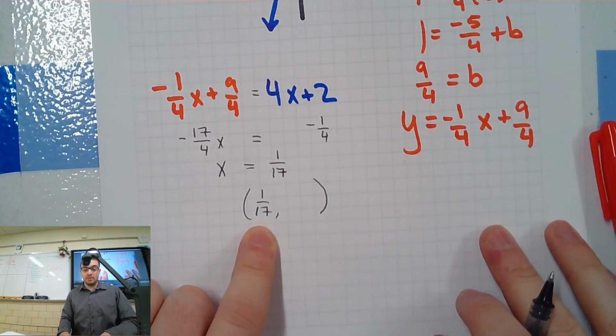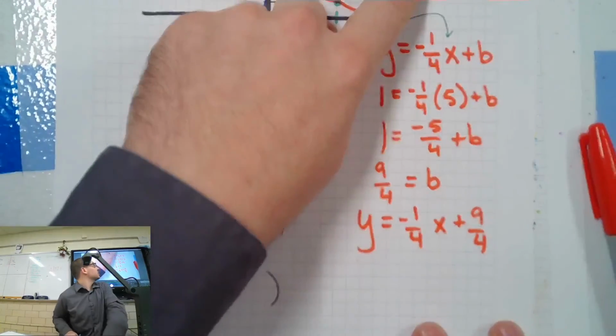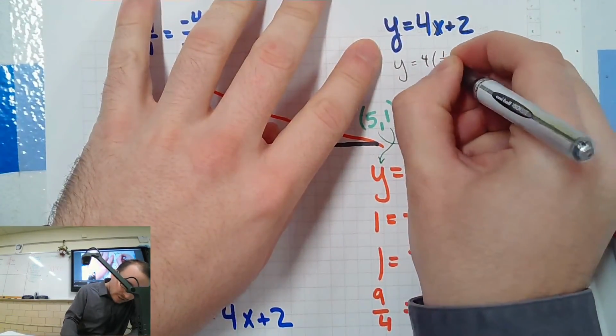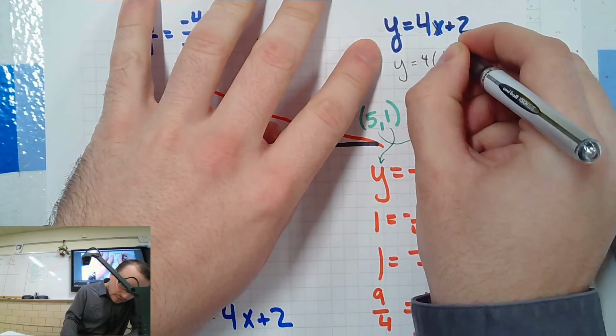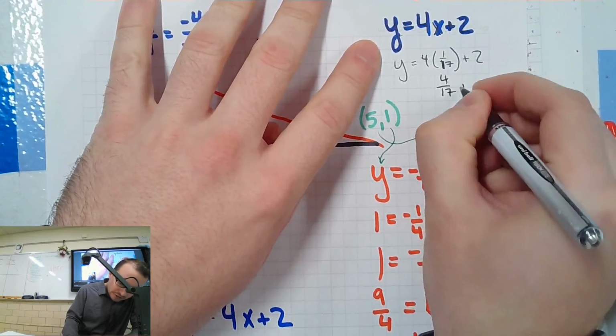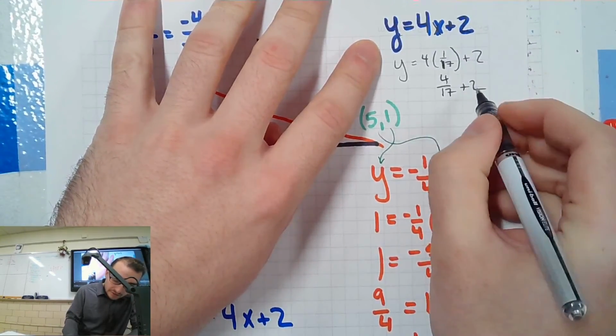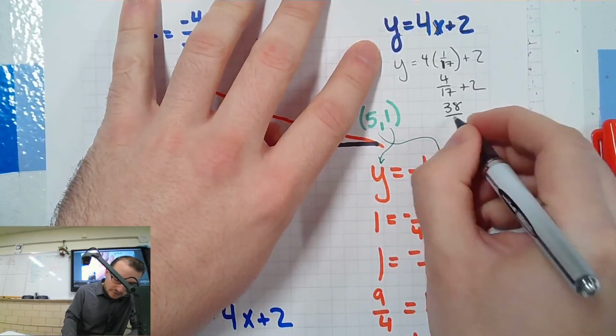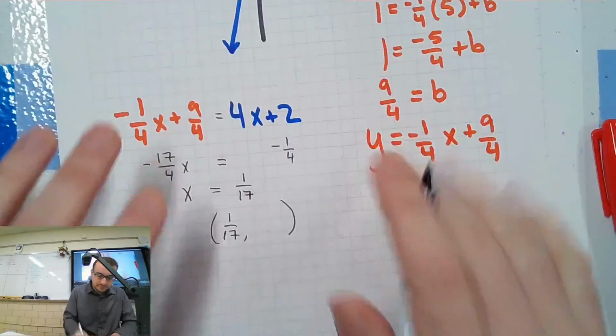So now we take that and we plug it into one of the original equations. Let's plug it into the top guy. So I get y equals 4 times 1/17 plus 2. That's 4/17 plus 2. When I add those together, that's 34/17. So that's going to be 38/17. Trust me on that. And that's y.